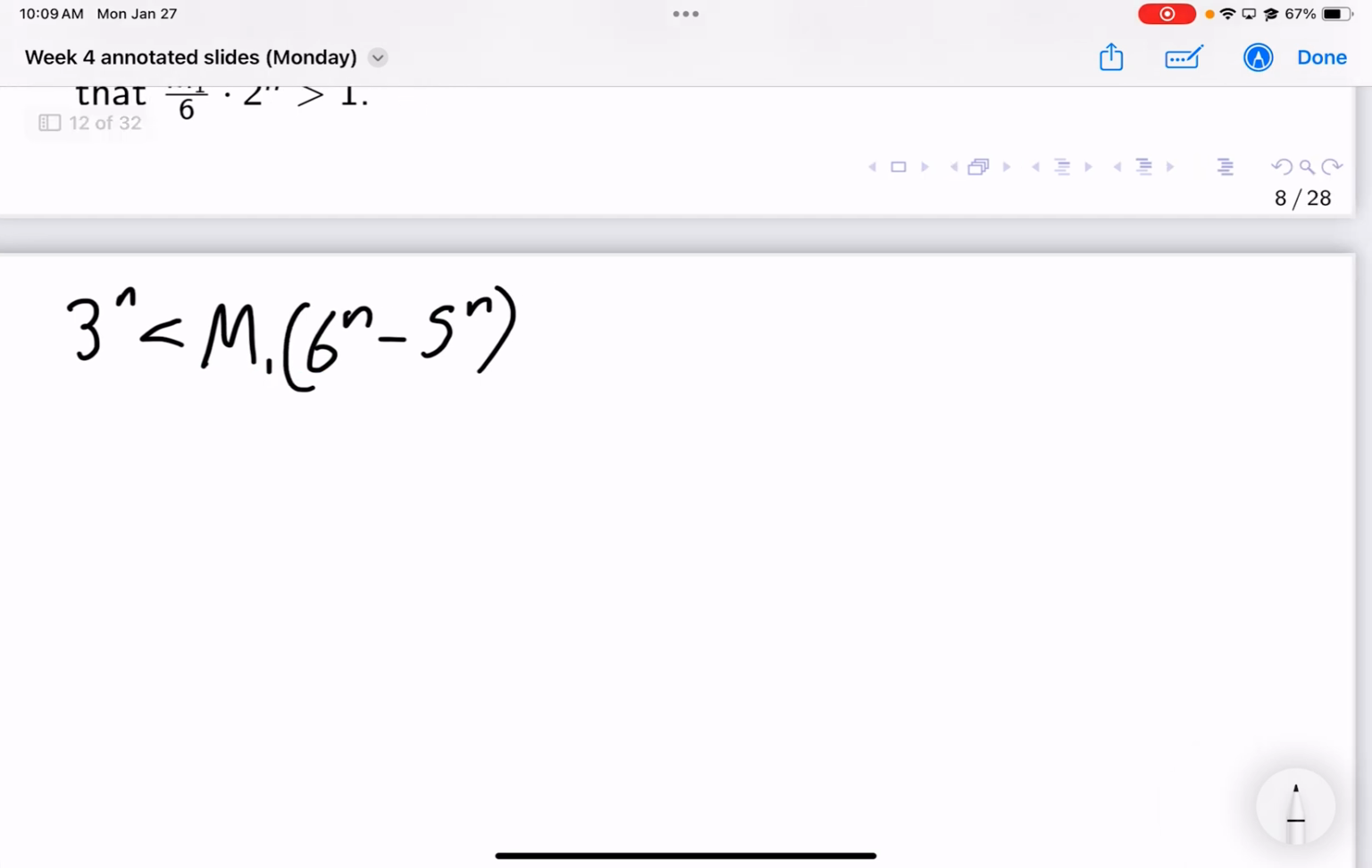Same old song and dance. We have two sides of an inequality. One of them is hard to compare to the other because it has multiple terms. We're going to try and simplify it into an expression that sits between the two sides of the inequality, and then compare those and solve for n.